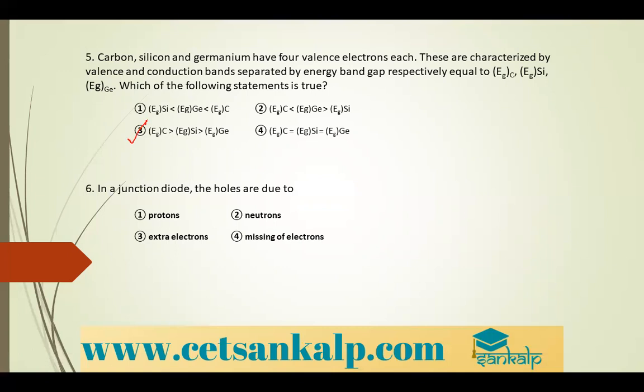In a junction diode, the holes are due to missing of electrons. As you know that the electrons will be missing, holes are going to be created automatically. So shall we move to the next problem?